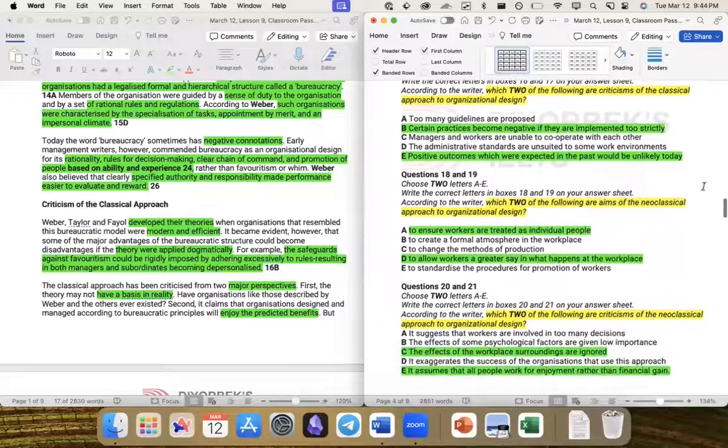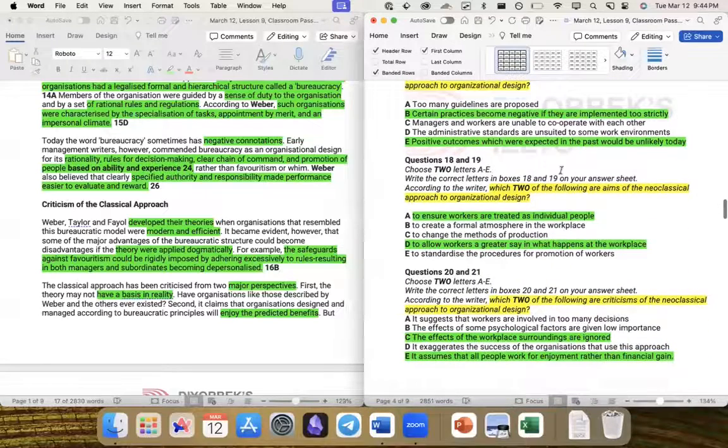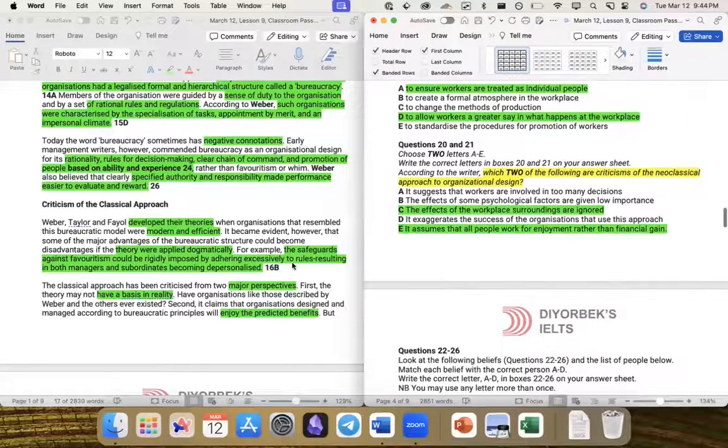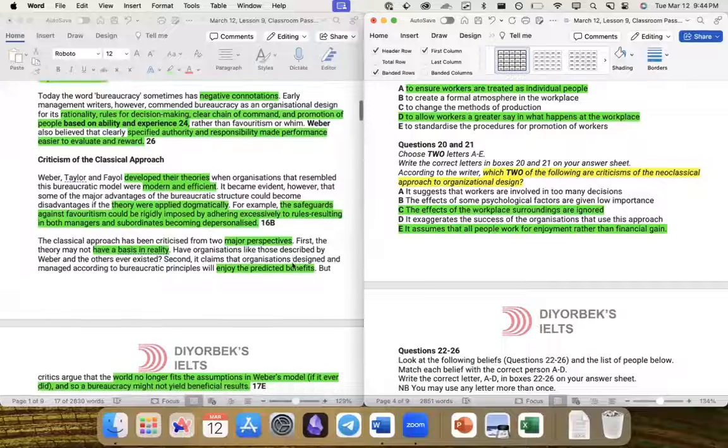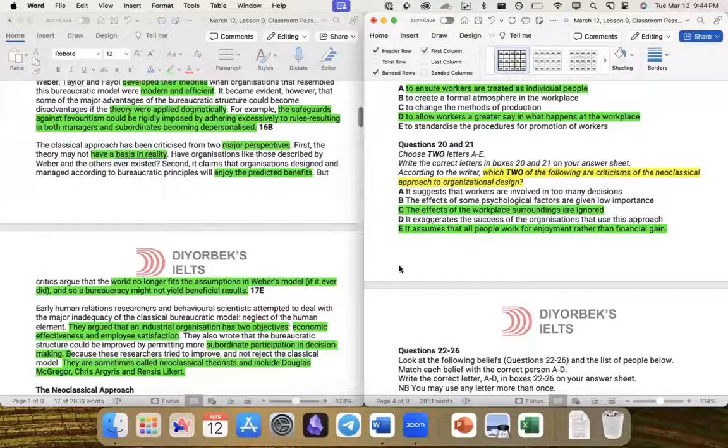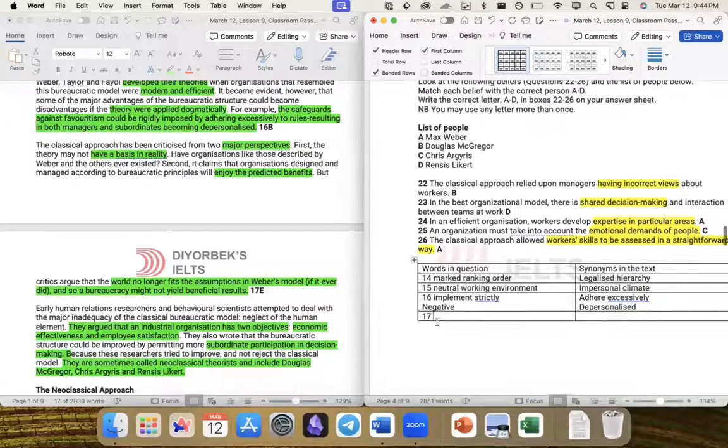17. Positive outcomes that were expected would be unlikely. Positive outcomes unlikely. Synonym for unlikely: not yield beneficial results.